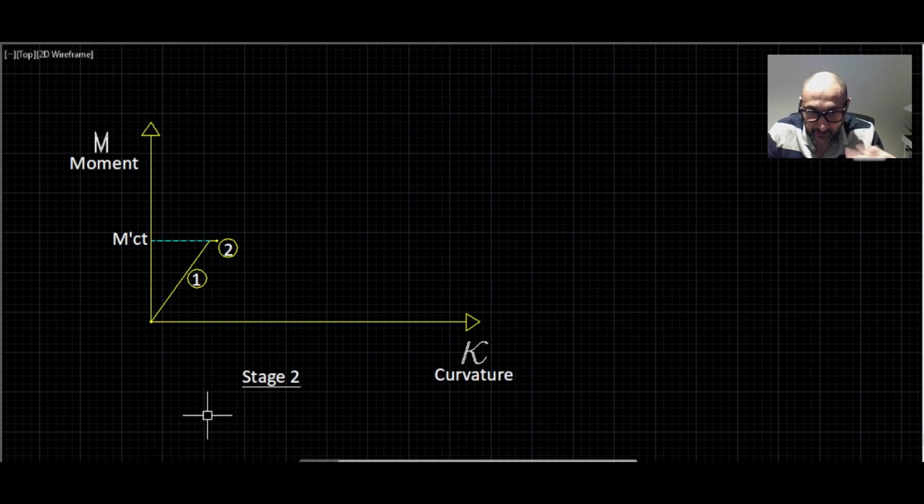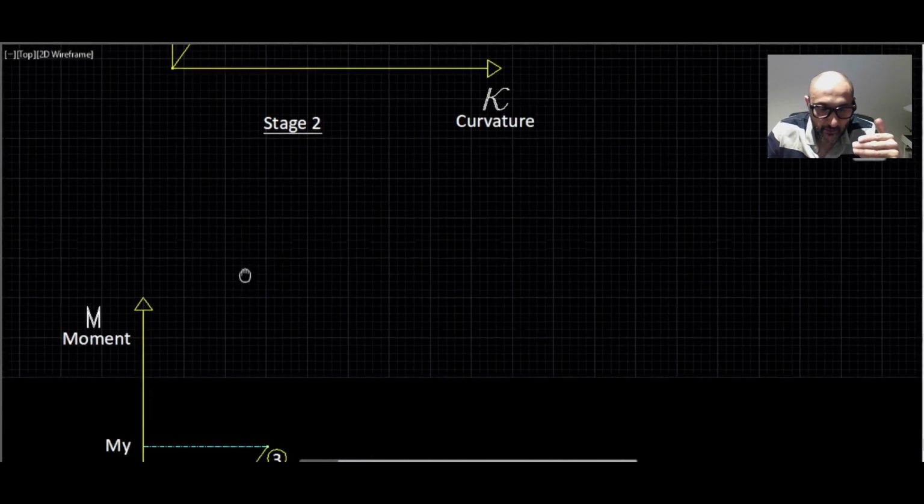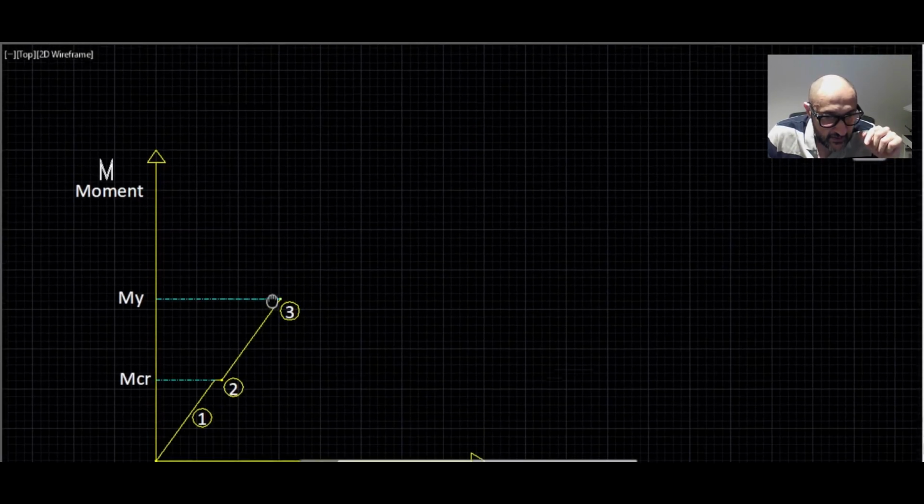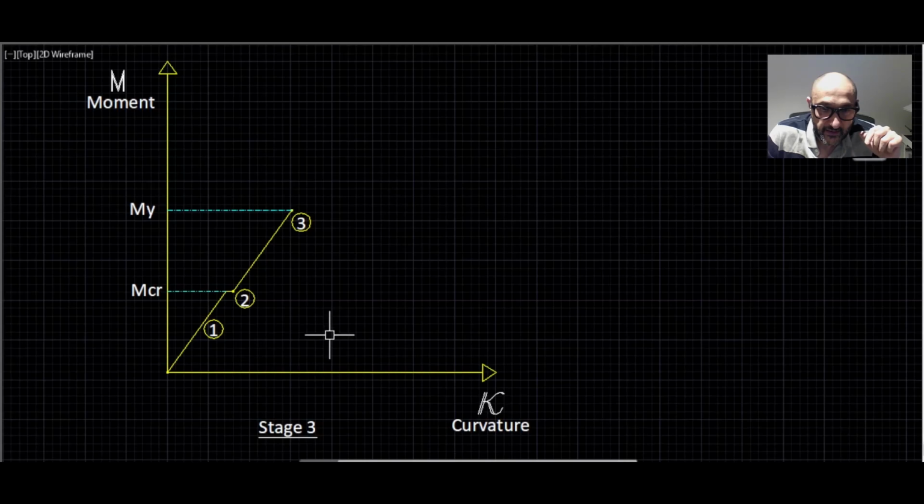I guess in the next part of the series, we will talk about how to calculate the cracking moment, considering the shrinkage drying cracks as well. So yeah, let's continue with stage 3.